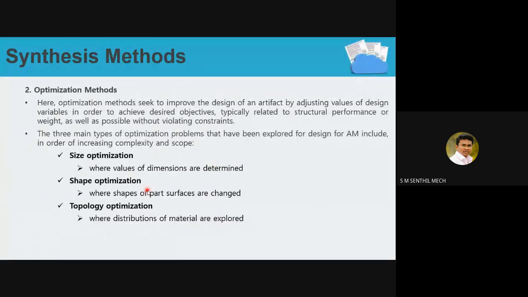So when you're talking about optimization methods, optimization is used to improve the design, just by adjusting the values of design variables in order to achieve the desired objectives. Usually this will be taking place in terms of structural performances. Since what I told you here will be a combination of links.